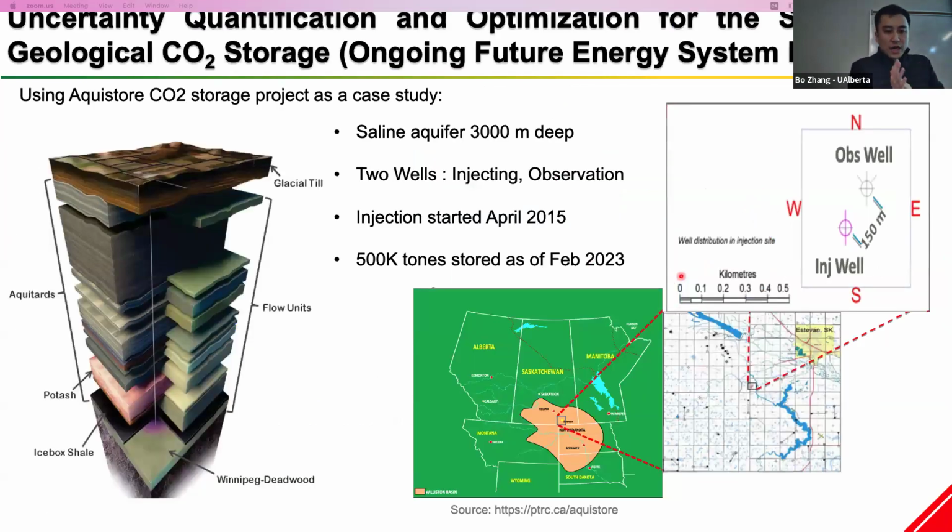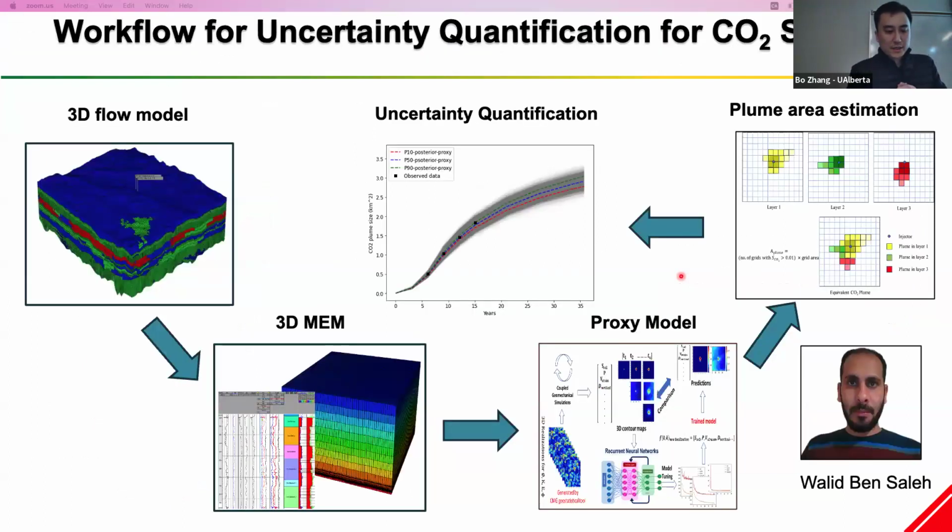We had the privilege, with the mentoring of Dr. Leung, to do uncertainty quantification for one of our future energy system projects. We use the Aquistore CO2 storage project as a case study, and Walid has been the key person driving this research. The uncertainty quantification workflow is to generate the 3D flow model and the 3D mechanical earth model, run the coupled simulations at the very beginning, and generate the proxy models, which I'm going to explain later.